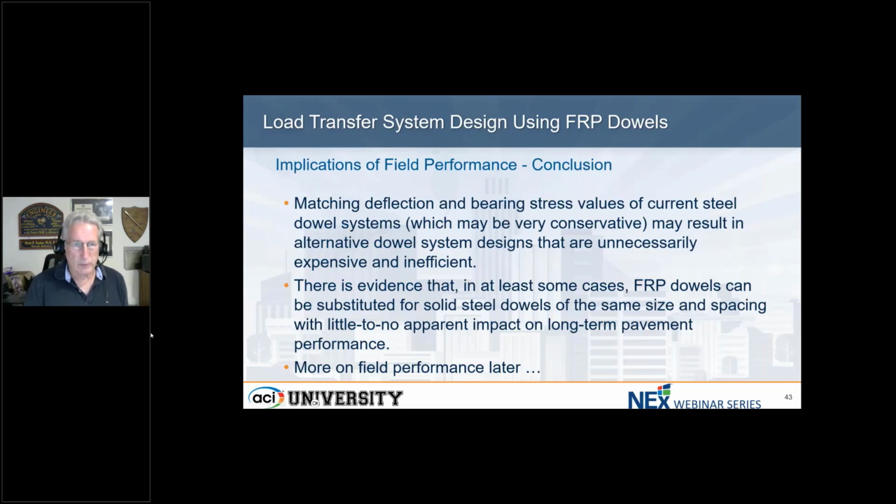So the conclusion, if we build field performance in, is that matching deflection and bearing stress values of current steel systems, and recognizing those current steel systems may be pretty conservative, is going to result in alternative dowel systems, whether it's FRP again or hollow dowels or anything else, that are unnecessarily expensive and inefficient. And there is evidence that in at least a few cases so far, FRP bars can be substituted for solid steel dowels of the same size and the same spacing with not much apparent impact on long-term performance. We'll talk about field performance more later.